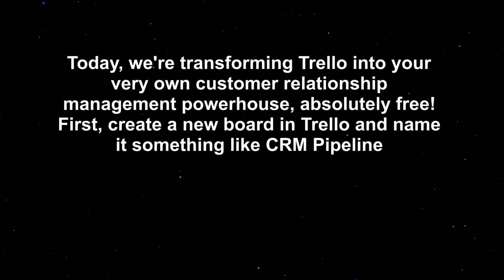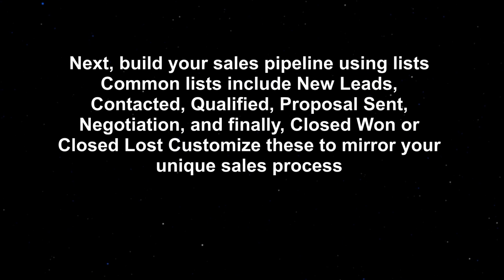First, create a new board in Trello and name it something like CRM pipeline. Next, build your sales pipeline using lists. Common lists include new leads, contacted, qualify, proposals sent, negotiation, and finally, closed won or closed lost. Customize these to mirror your unique sales process.